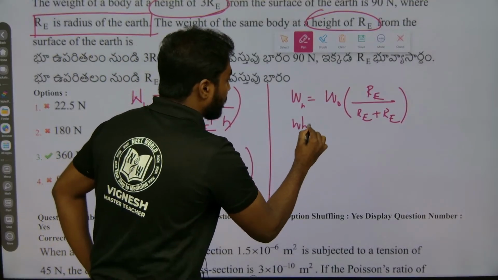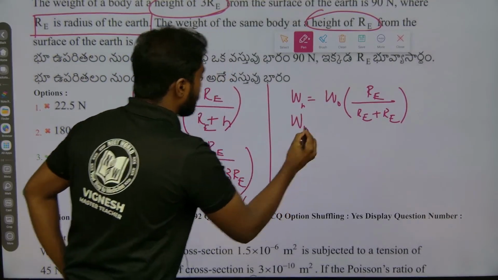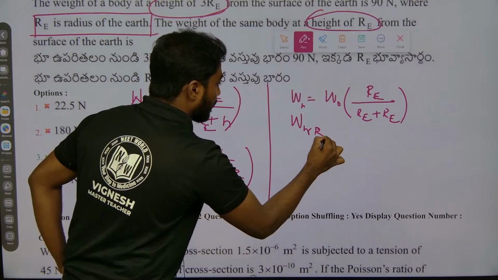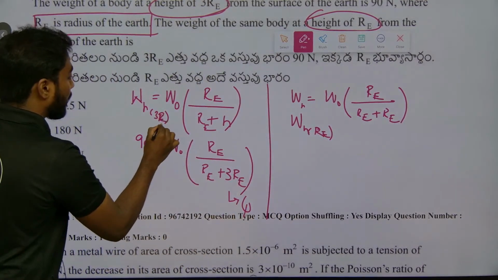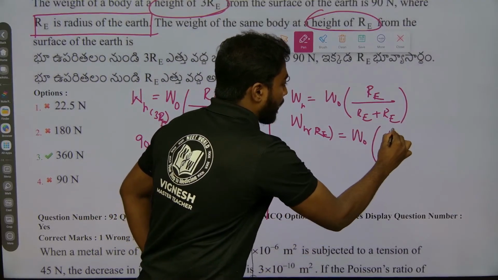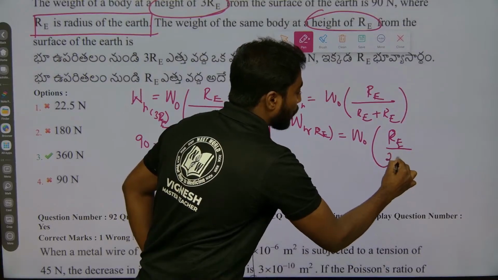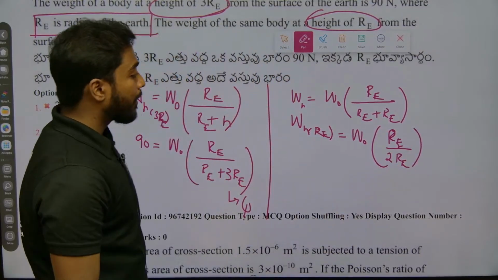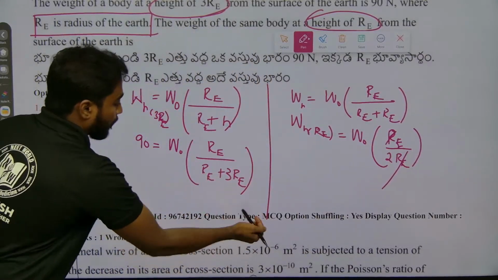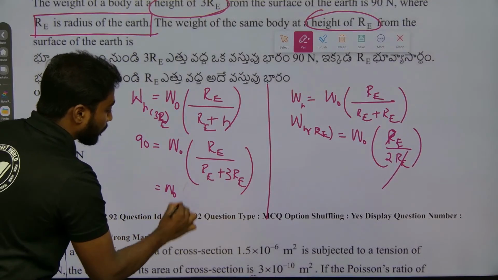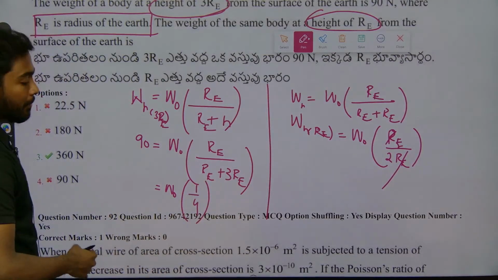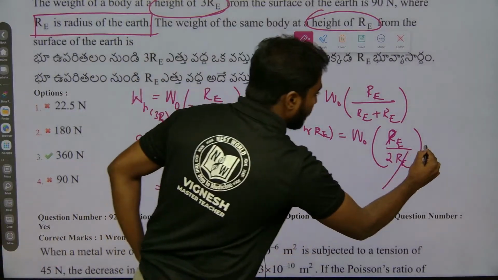So W h will be W naught into R e by 2 R e. R e will get cancelled. Here if I solve this one, I'll get W naught by 2, so R by 4R, I'll get 1 by 4. This is equation 1, and this will be my equation 2.